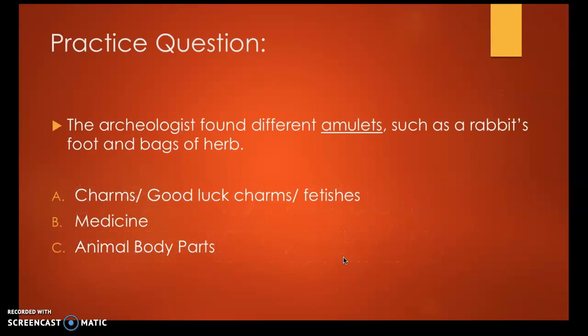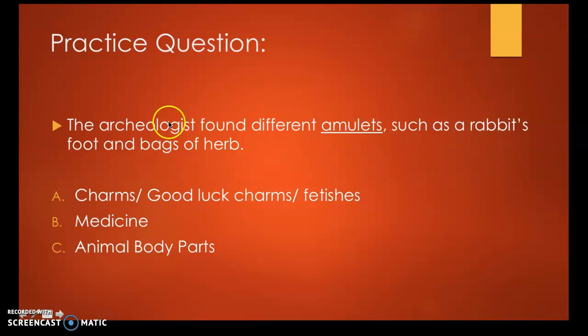So here's an example. I just want you to get a little practice at this, right? The archaeologist found different amulets, such as a rabbit's foot and bags of herbs. So the question is, what is an amulet? If I don't know what it is, can I figure it out from the sentence? It's giving you examples. Such as indicates that a rabbit's foot and bags of herbs are examples of amulets. So I may not know what an amulet is, but I might know why somebody carries a rabbit's foot. I tend to know that that is used as a lucky charm, right?